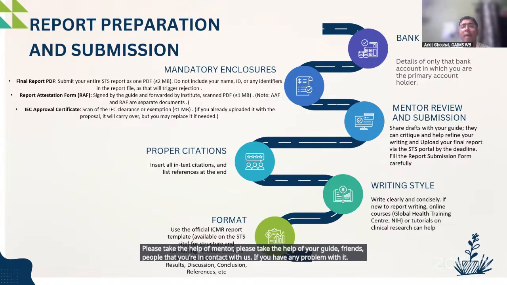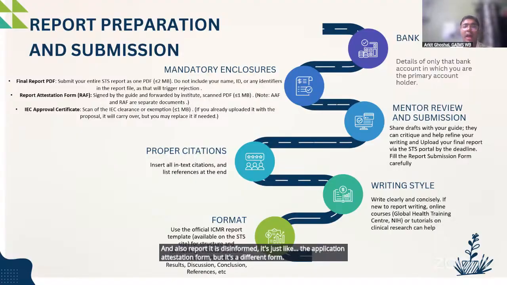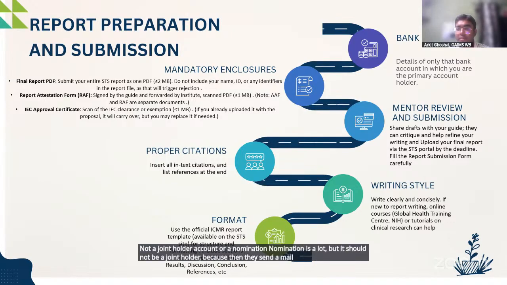Please take the help of your guide, friends, and people that you're in contact with if you have any problem with it. The mandatory enclosures include the final report PDF that you have to submit, the IC approval certificate, questionnaires if you haven't already uploaded them, and also the report attestation form. It's just like the application attestation form, but it's a different form, and you have to upload it. For the bank details, you must upload details of a bank account in which you are the only primary holder, not a joint holder account or a nomination. Nomination is allowed, but it should not be a joint holder, because then they send a mail and again ask for your bank account details.